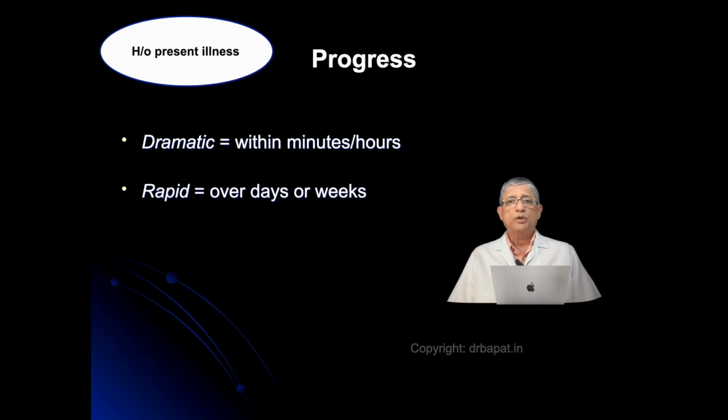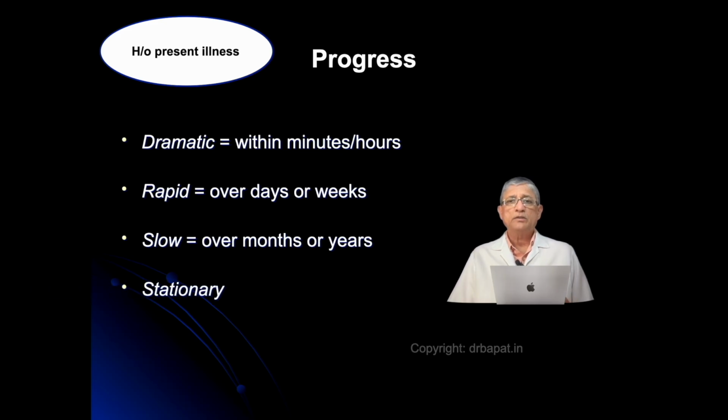When a disease progresses over days or weeks, it is said to be progressing rapidly. Acute inflammatory conditions progress over days, malignancies progress over weeks. Slow progress occurs over months or years. Cysts, benign tumors like lipoma, chronic inflammatory conditions like tuberculosis, actinomycosis, etc. progress slowly.